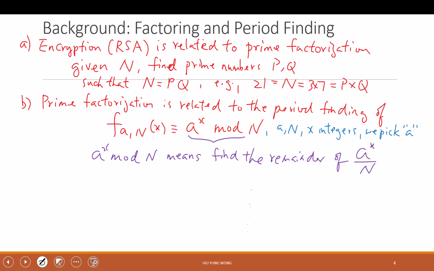Right, so a to the power x is an integer. It is divided by capital N. Sometimes it's divisible, right? When it's divisible, what is the remainder? 0, right? Otherwise, it can be other numbers. Again, let's look at an example. For example, if a to the power x equals 16, and n equals 6, so what is a^x mod n?